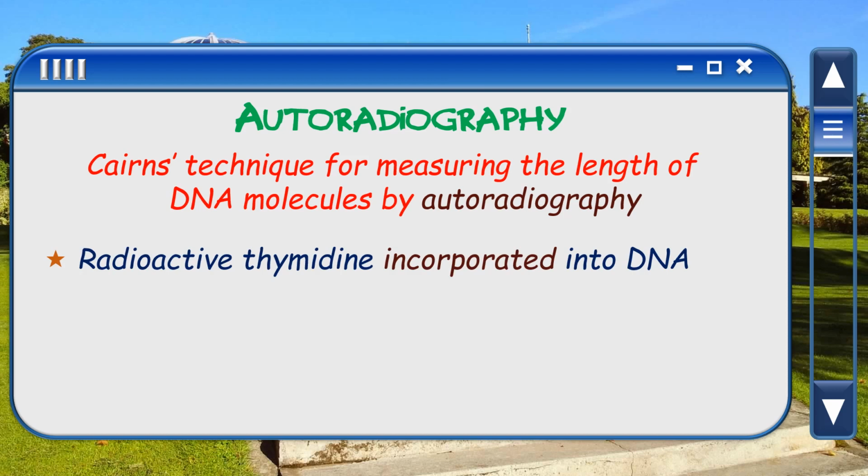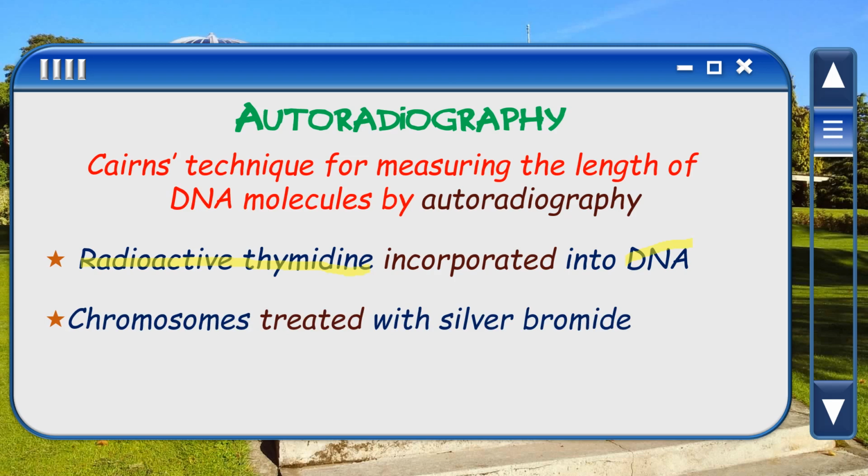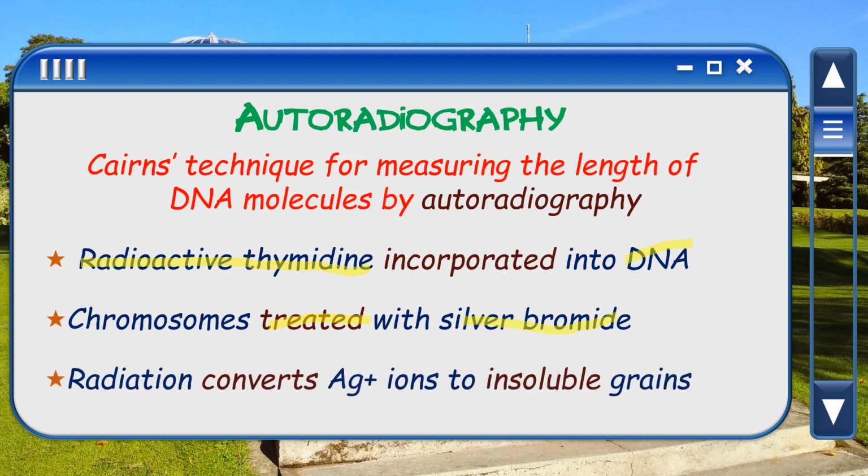They used a radioactive thymidine, which was incorporated into the DNA. Then the chromosomes were treated with silver bromide. The radiations converted silver ions into insoluble grains.